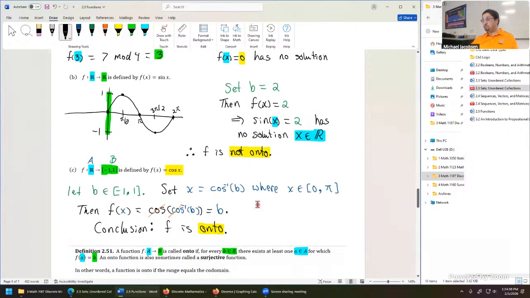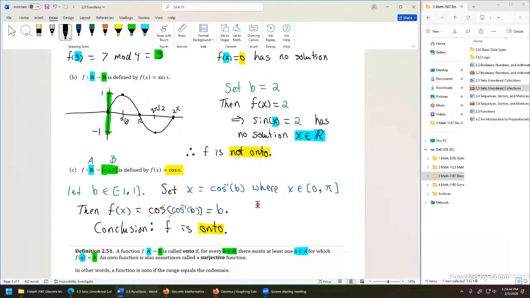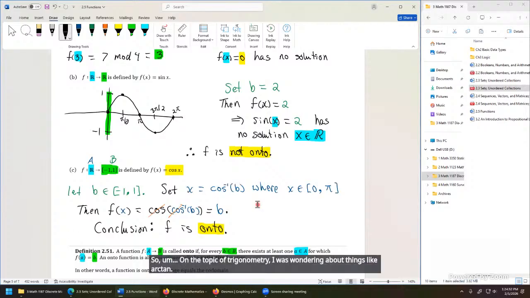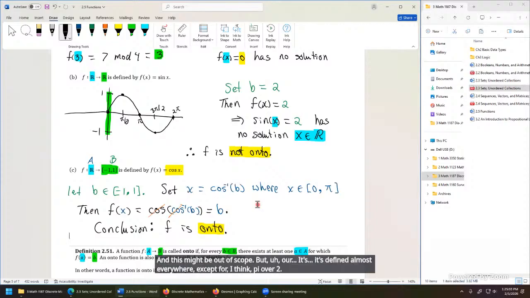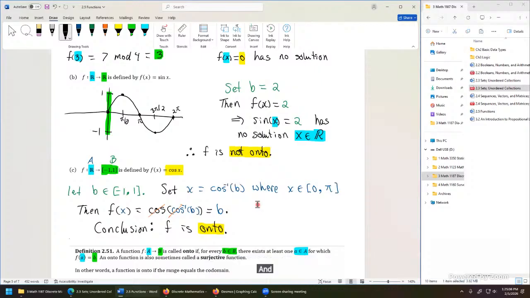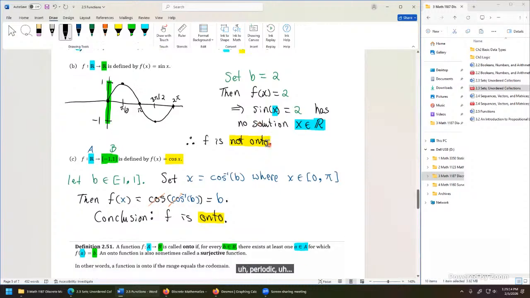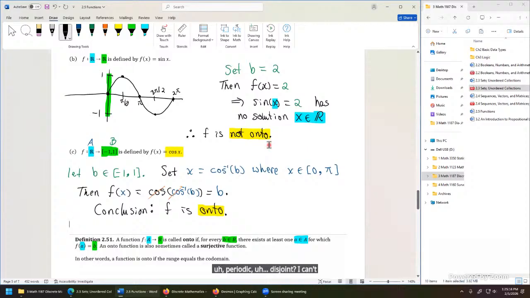Well, any last questions at all, folks? Thinking about onto functions? So, on the topic of trigonometry, I was wondering about things like arctan, and this might be out of scope, but it's defined almost everywhere except for, I think, pi over 2 and all repeats of that. So do we have ways of expressing periodic disjoints? I can't think of the right word.